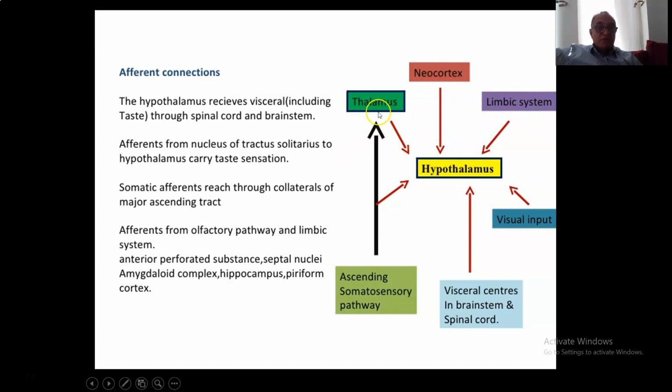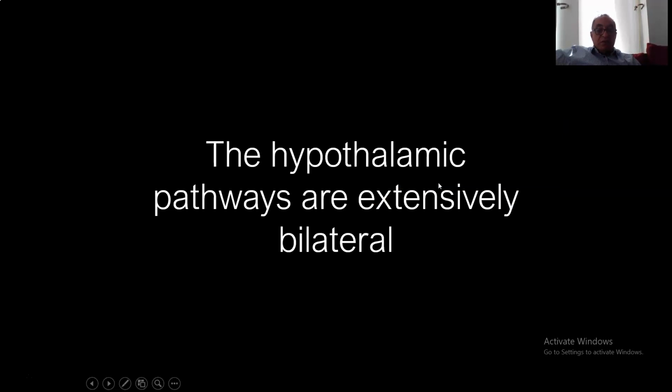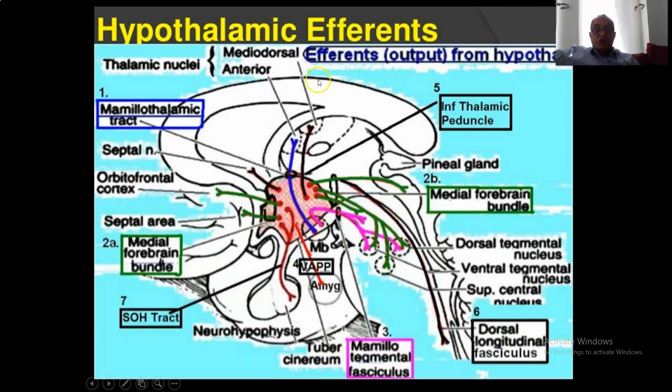It receives from the thalamus, thalamomammillary. It receives from the tegmentum also, and also has visual input, and it receives from the viscera, brainstem, and spinal cord. All these are hypothalamic afferents. The hypothalamic pathways are extensively bilateral, as I told you, so the efferents will be the same.